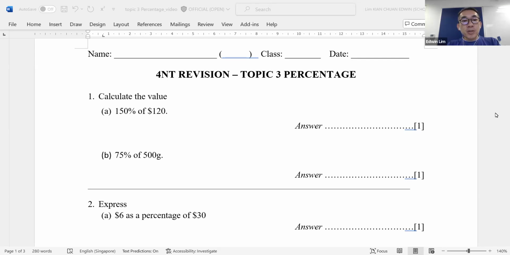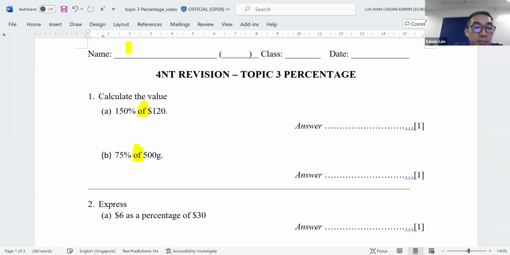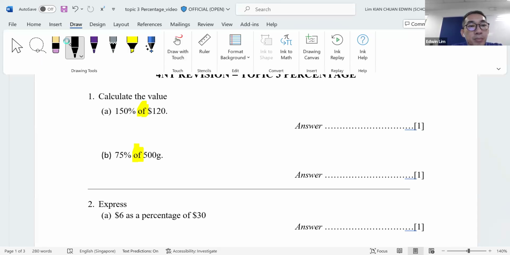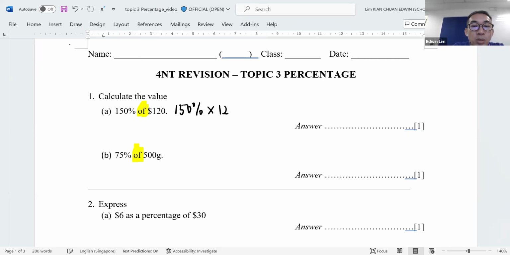Question 1. Calculate the value of 150% of $120. For this question, you just need to use the calculator. When you see the word "of", it actually means times. So you can just use 150% times 120, or for some of you who prefer to do it differently, 150 over 100 times 120 to get the answer. So the answer is 180.